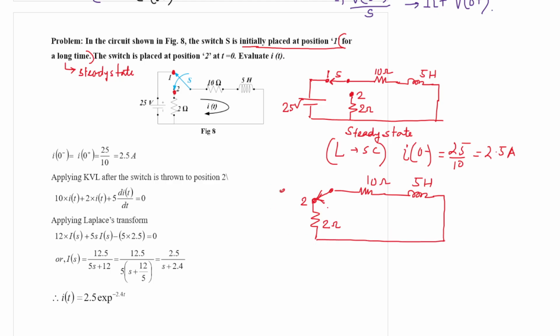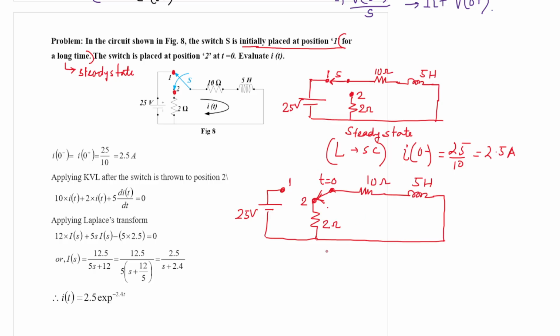Now at position 1 the voltage source was connected, but now the voltage source is kept isolated. This part is the active part of the network, and it has no connection with the energy source. So this switching has been done from position 1 to position 2 at t equal to 0.